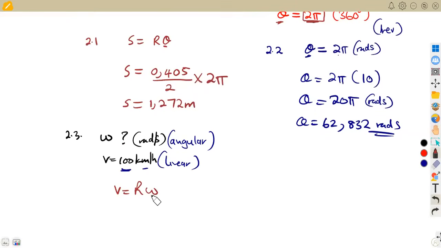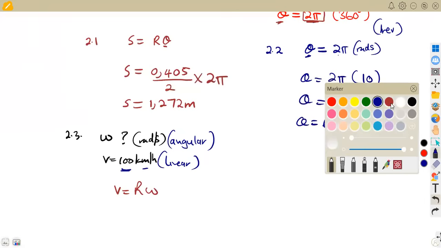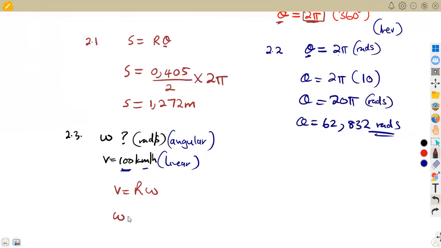So our omega in this case is going to be given as the velocity over the radius, measured in rad per second. Since this is rad per second, this V must be in meters per second. So you're supposed to convert the velocity to meters per second. How do we convert to meters per second? We are given a velocity of 100 kilometers per hour. So remember, we use 3.6, because 1 meter per second is equal to 3.6 kilometers per hour.